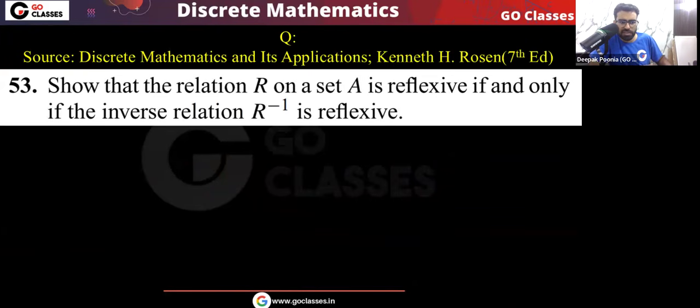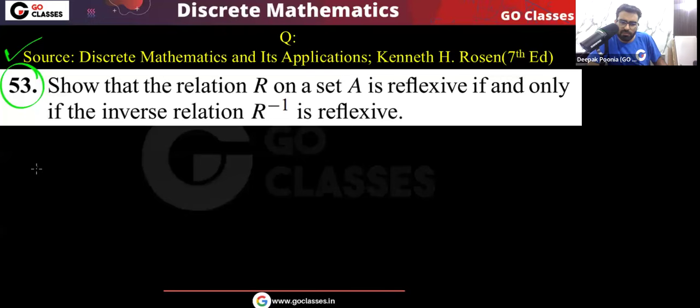Let's solve question 53 from the Kenneth Rosen book. Show that the relation R on a set A is reflexive if and only if the inverse is reflexive. This question we have already done in this lecture.